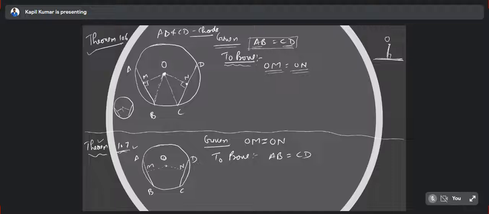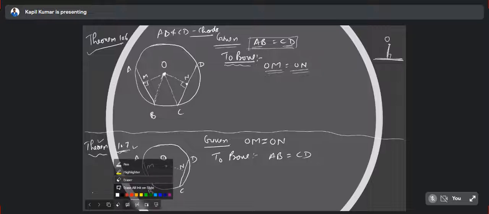Because construction is different and the theorem part is different. In the theorem part, we are not supposed to draw it in an exact manner. We are just supposed to prove it logically. Okay, so now we can proceed from here.